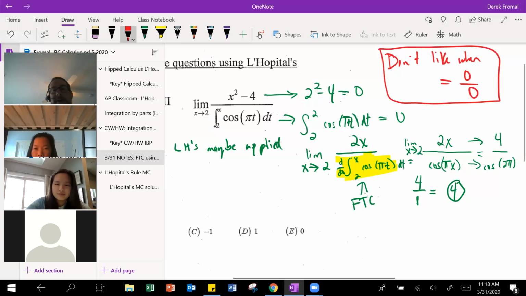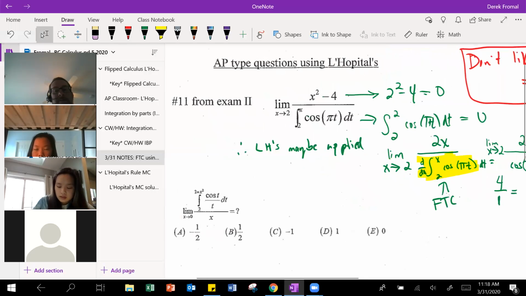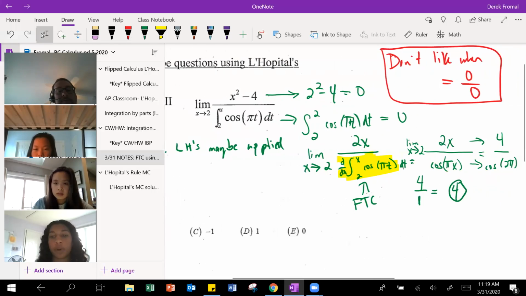Okay, thank you. So when you use L'Hopital's, do you have to write that it can be applied? No, you do not have to use that. I'm only using it because I want you guys to know where the work is coming from. But no, you do not have to say that L'Hopital's may be applied.